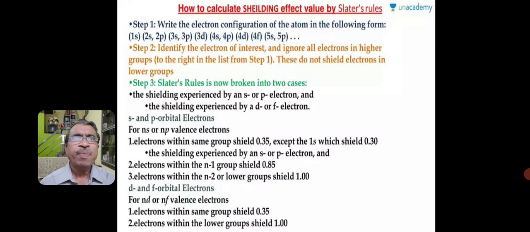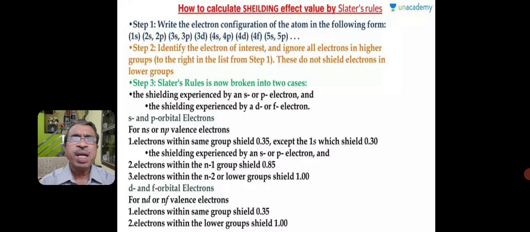That is step 1, write the electronic configuration of the atom in the following form. Once again I am repeating the Slater rule here: 1s, 2s, 2p, 3s, 3p, 3d, 4s, 4p and so on. Step 2, identify the electron of interest and ignore all electrons in higher groups because they are to be considered as 0. These do not shield electrons in the lower groups. That's why they are considered as 0. Step 3, the shielding experienced by S or P electrons and the shielding experienced by D or F electrons. You have to note down about this.